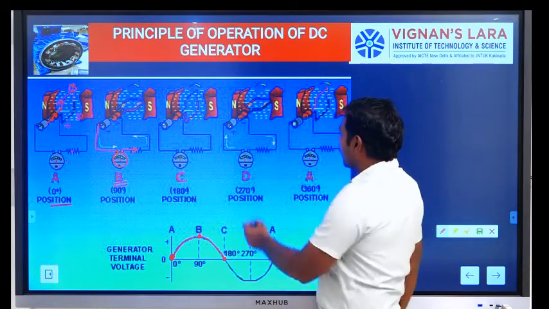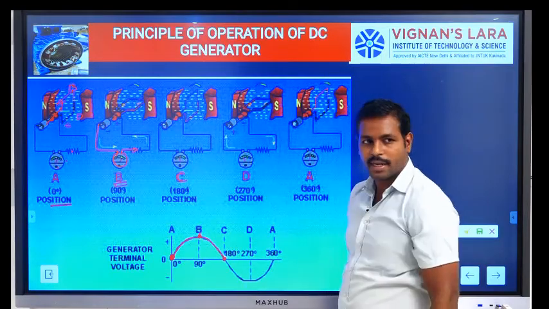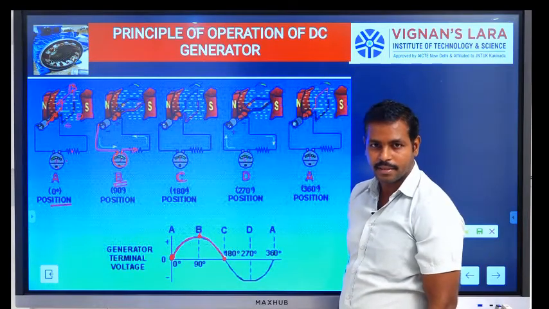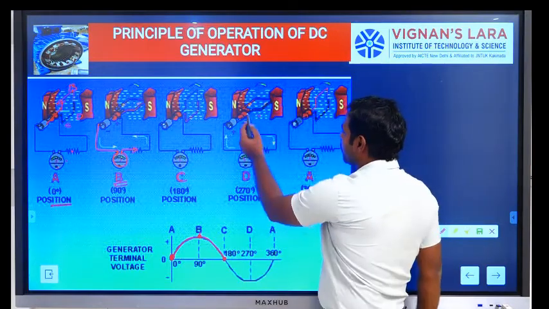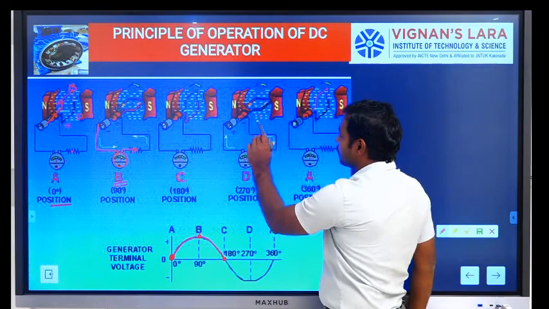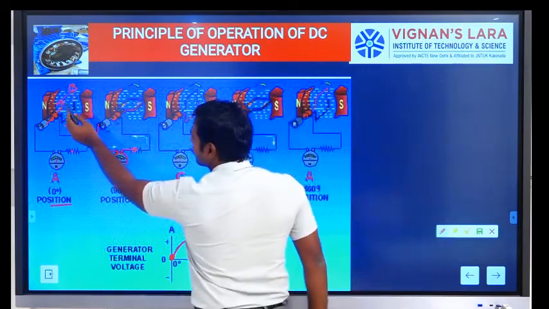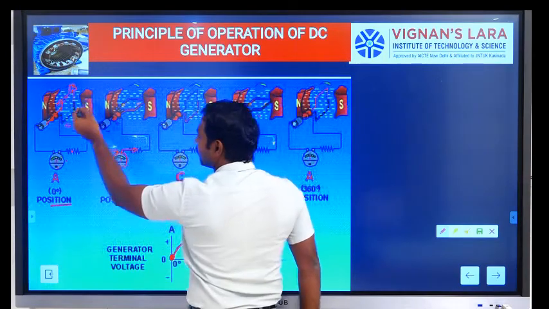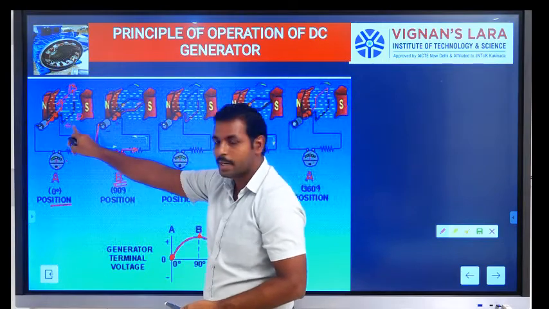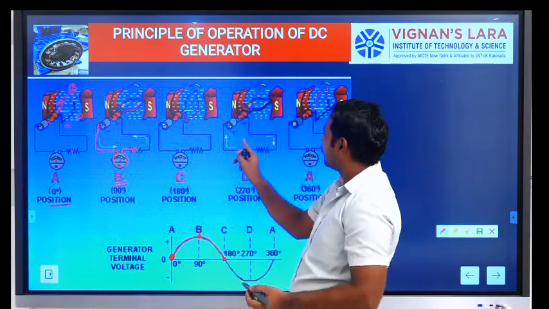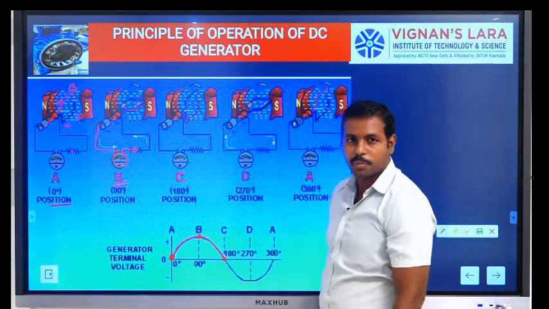After that, using the prime mover, the coil rotates from 180 degrees to 270 degrees. In this position, the positions of the conductors change. Previously, the red conductor was placed on top and the black one was the bottom conductor. After rotating 180 degrees, the positions of both conductors are interchanged.